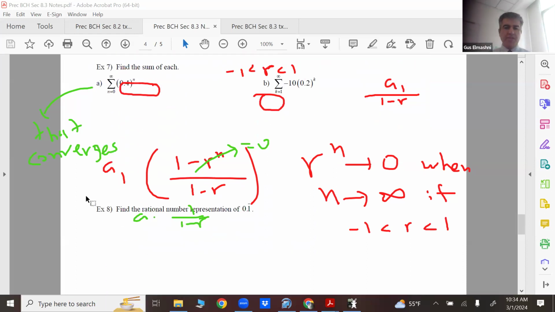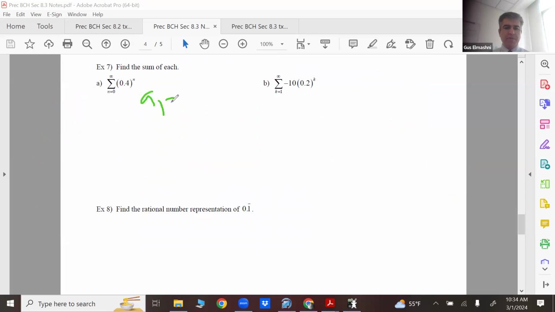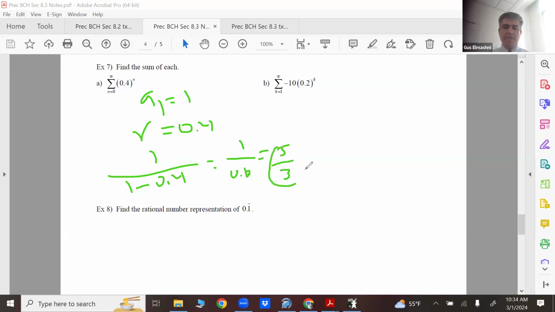So let's do it. What's your first term here? Yes. What's your R? Perfect. And there you go. Which is 1 over 0.6, or 5/3. 5/3, right?